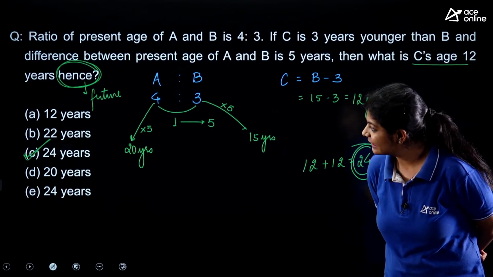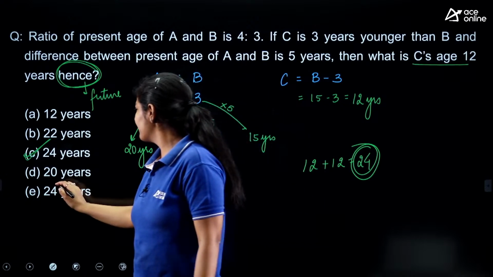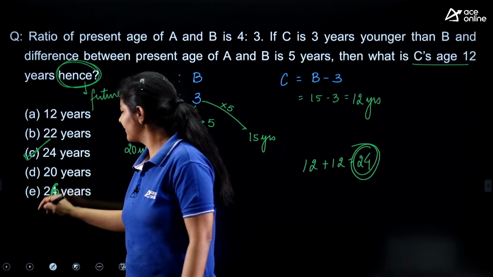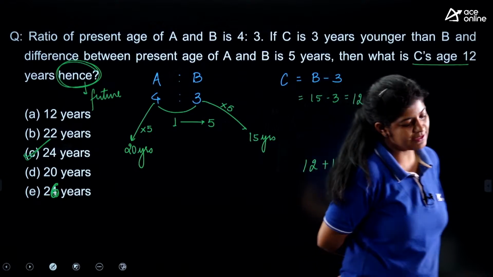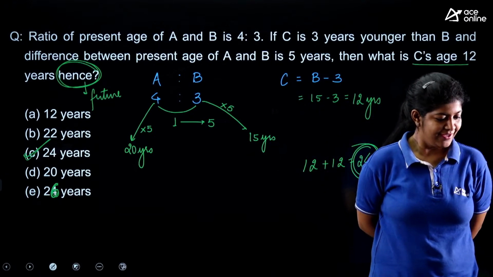C and E, okay, both have the same options. Okay, just make it 26. Option number C or E both are correct, but now only option number C is the correct one.